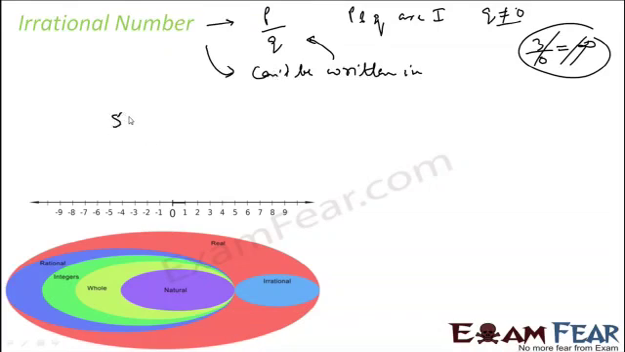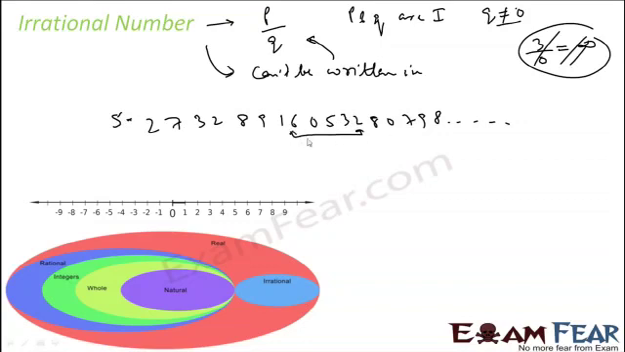For example, if you have an irrational number like 5.2732891605332, 80789, some number, right? The list continues. So this is an irrational number if there is no repeating pattern and the decimal expansion is infinite. Root 2 is a good example of an irrational number. Pi is a good example of an irrational number.